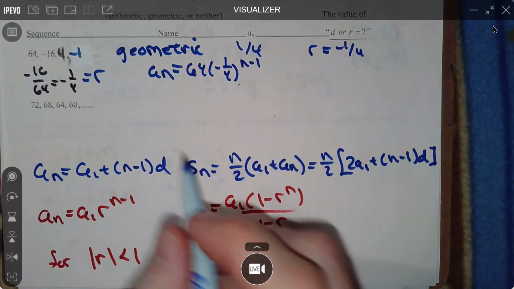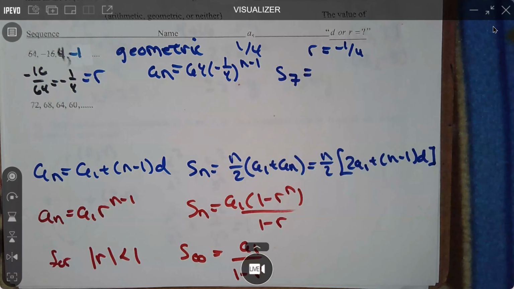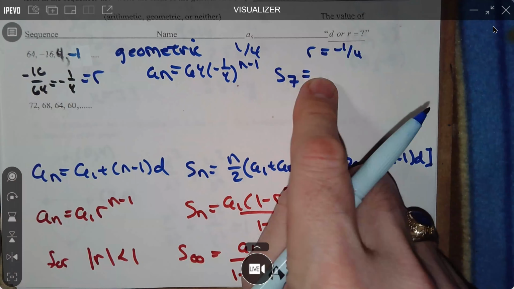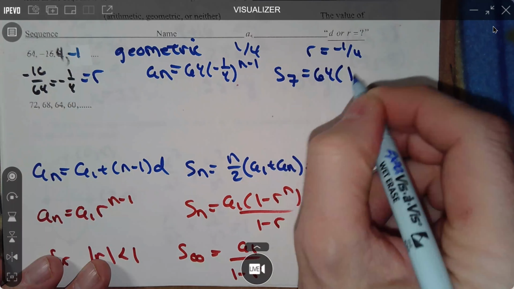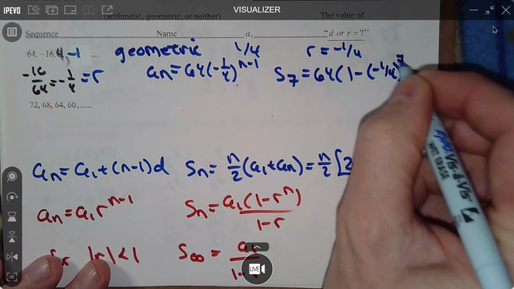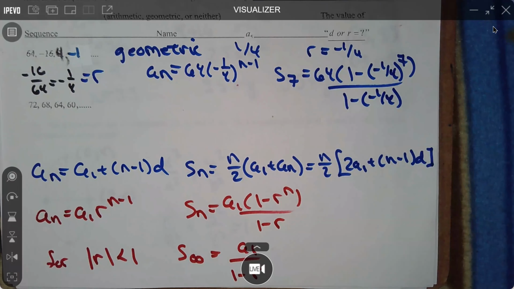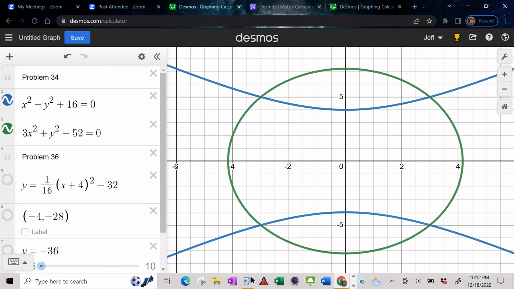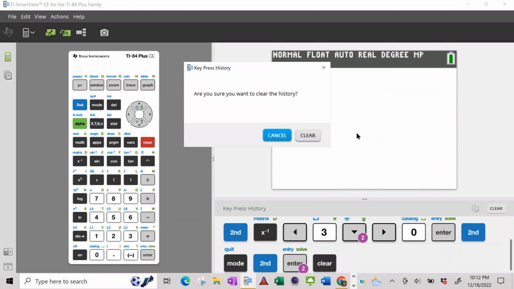Last but not least, I could ask you for something like S sub 7, sum of the first 7 terms. I don't want you to add up terms like this. I'll keep it small. Your part is to use this formula here. That's going to be 64 times 1 minus negative 1/4 to the 7th power over 1 minus negative 1/4. That can be kind of a pain to plug into your calculator. So let me help you out with that a little bit. Let's go over to our graphing calculator and clear this stuff out. Clear that, yes.